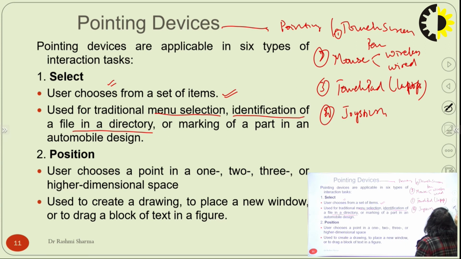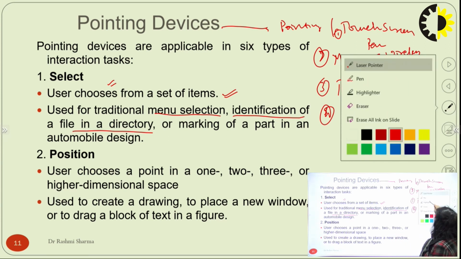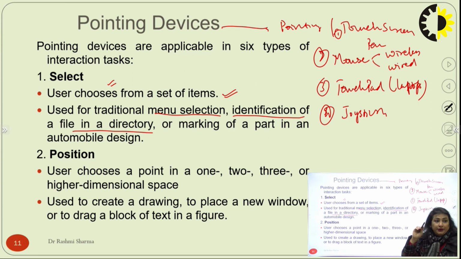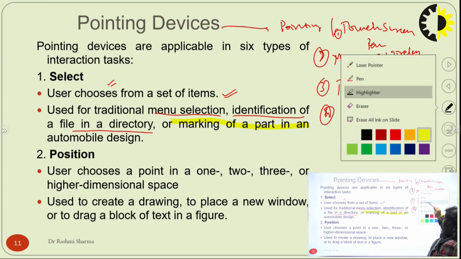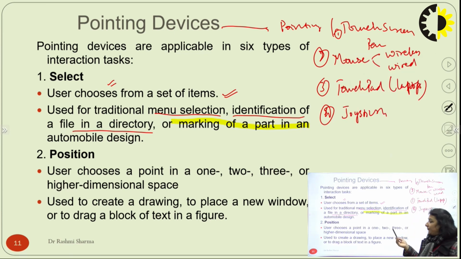Like, see, if I'm doing this, I can point at what thing I want. I'm pointing on that particular thing, I'm selecting that. I want a laser pointer. I want a highlighter. I want a pen. If I'm using a highlighter, it would highlight this particular thing. So the thing which I have to use, I am selecting it from that option.